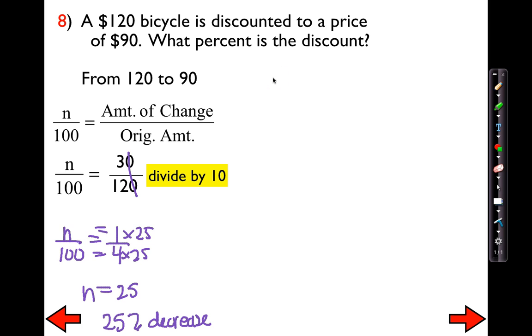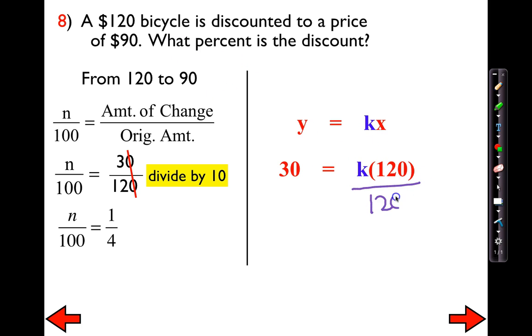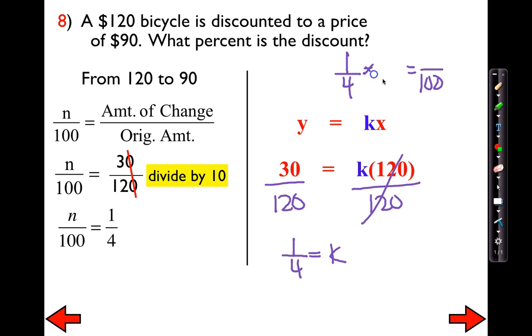Then of course you can also solve it using the equation. The amount of change was 30 and the original amount was 120. Solving for k, we're going to divide both sides by 120. If you reduce both by 30, you end up with 1/4 equals k. And again, this is 25%. You can read this as 1/4, which hopefully gives you that link of, oh, that's 25%. Or just like before, you can change 1/4 to a percent by multiplying both the numerator and denominator by 25. That leaves me with 25%, again a decrease since it's a discount.